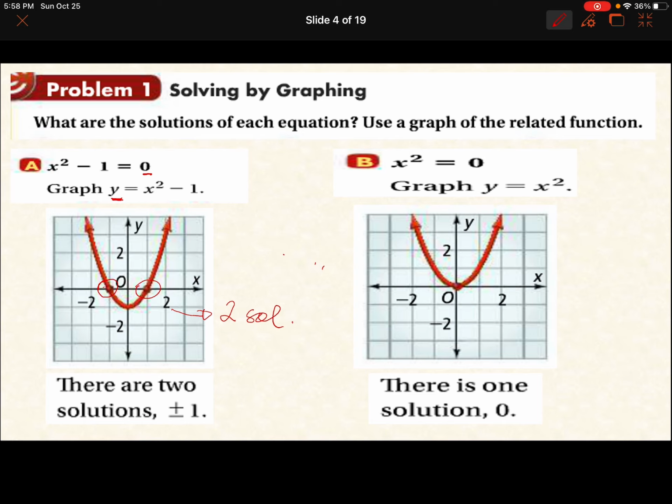While here, the graph crosses the x-axis in just one point. Therefore, this means to say that this quadratic equation has one solution. Can you follow? Okay. And the solution of the second quadratic equation is 0.